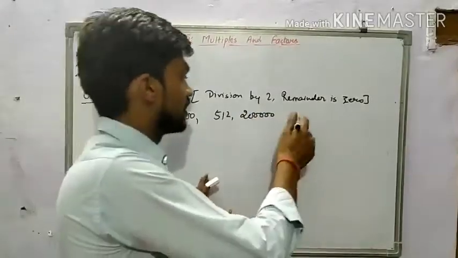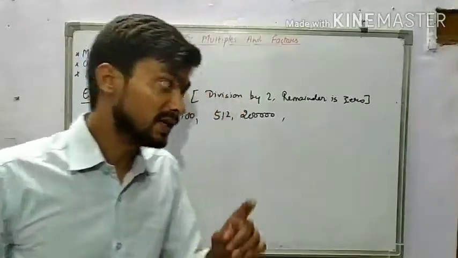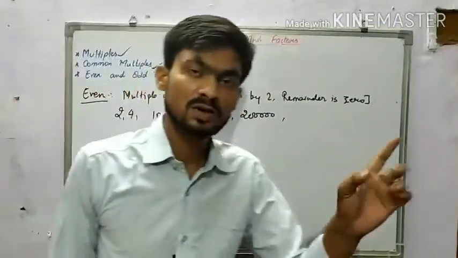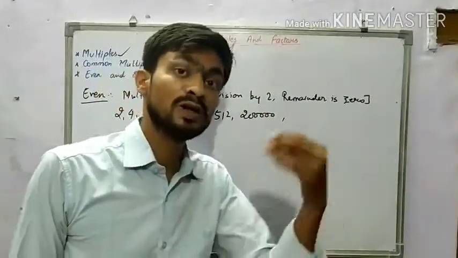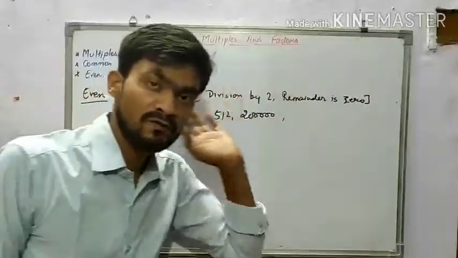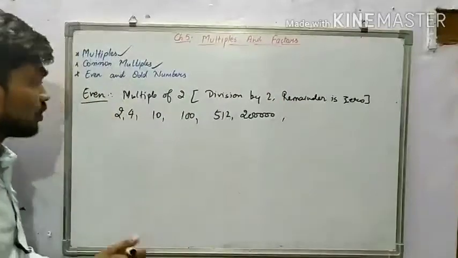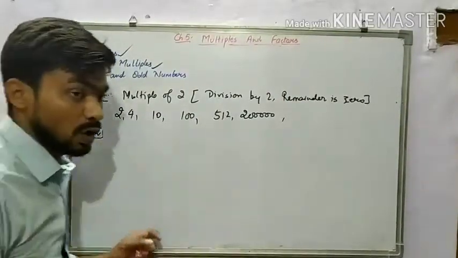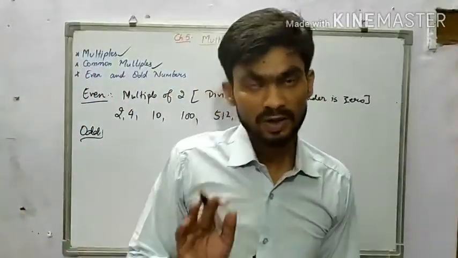Or any number that you can think of which is ending, means the one's digit is 2, 4, 6, 8 or 0. That number will be a multiple of 2. Simple. Next, which number will we call odd? Every number which is not an even number is an odd number.